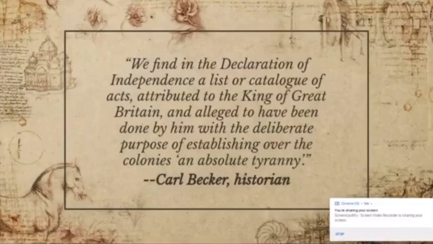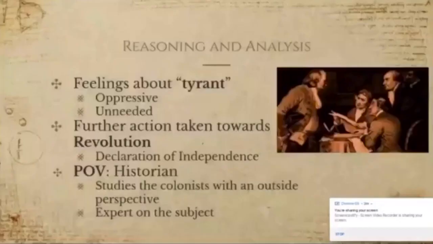Third quote. "We find in the Declaration of Independence a list or catalog of acts attributed to the King of Great Britain and alleged to have been done by him with the deliberate purpose of establishing over the colonies an absolute tyranny." Carl Becker, historian.